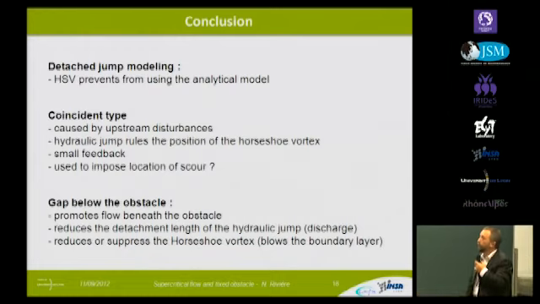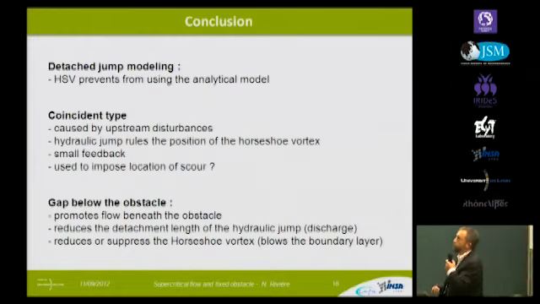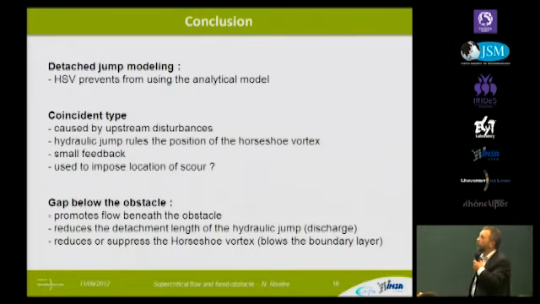So as a conclusion, we wanted to study the detached hydraulic jump in front of obstacles that can be buildings in high velocity flows, but the horseshoe vortex prevents us from using analytical modeling. We have identified a new type, coincident type, that is caused by upstream disturbances. And in this case, it's interesting to see that the hydraulic jump can impose its location on the horseshoe vortex, and maybe also the initiation of scouring around the obstacles.